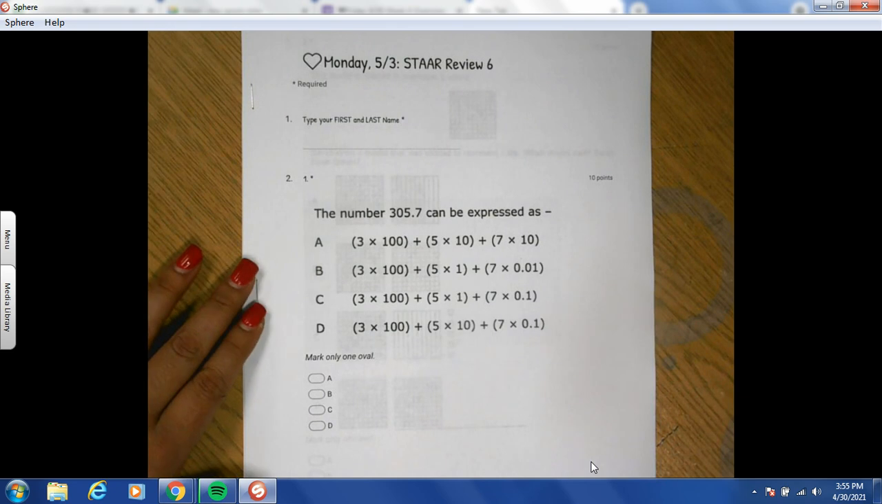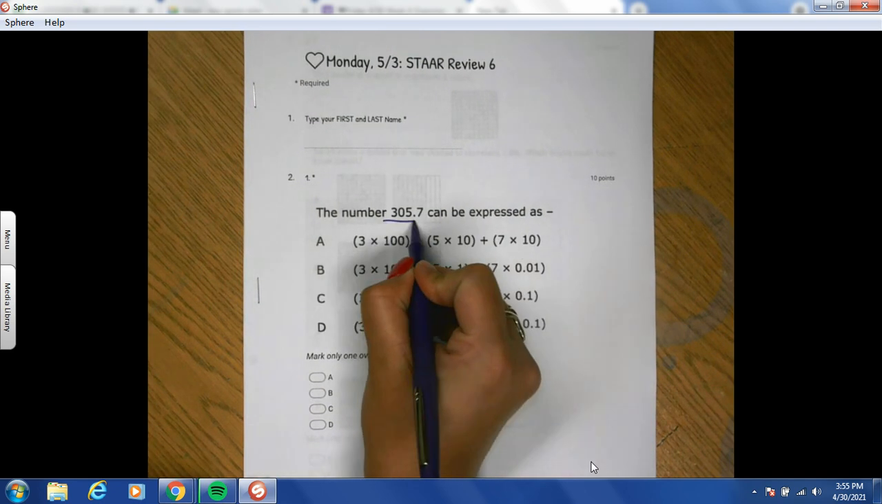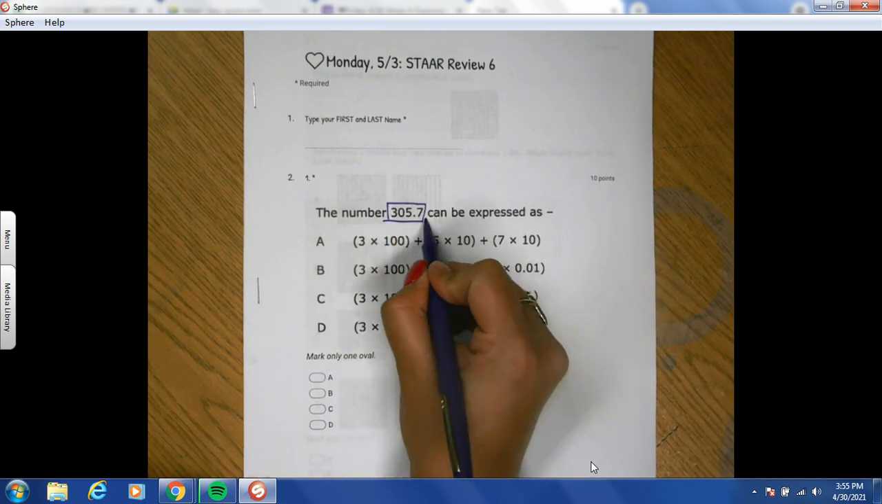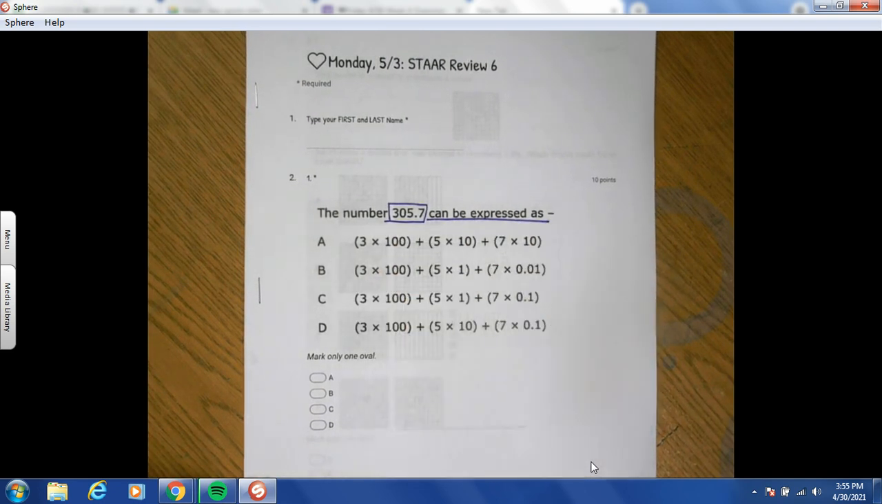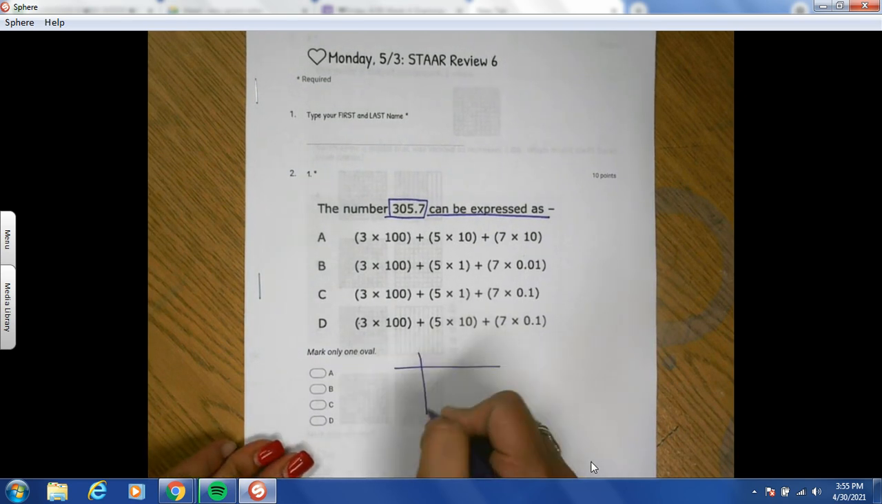Okay, first, the first problem. We're going to do the first problem. It says the number 305 and 7/10 can be expressed as. So right here, you need to draw your place value chart.